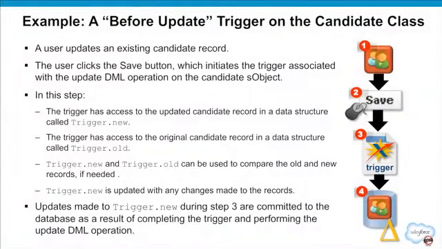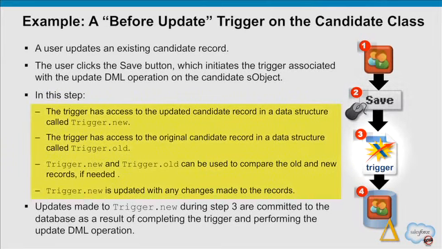So if we take a look here at the flow of what might occur in a trigger, here the user is editing an existing candidate record, and they're going to click on the Save button, and that's going to attempt to write that record to the database. Salesforce is going to detect if there are triggers associated with the update event. The trigger is going to be able to access that data in a special system variable called Trigger.new. Trigger.new represents the records which are about to be written to the database.